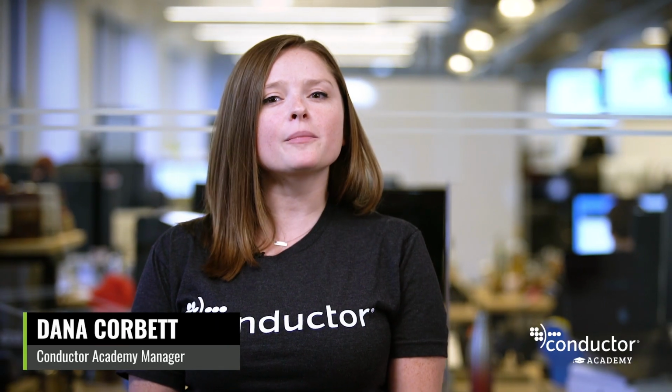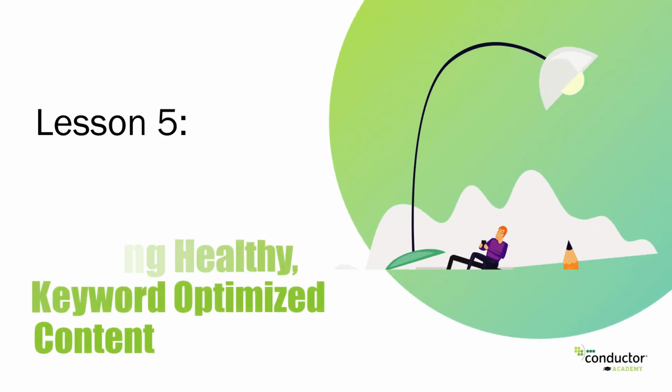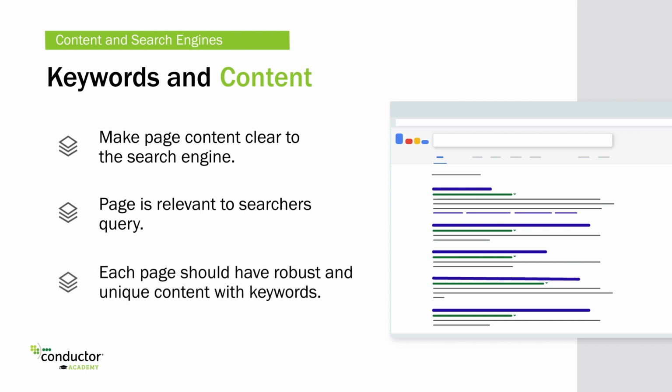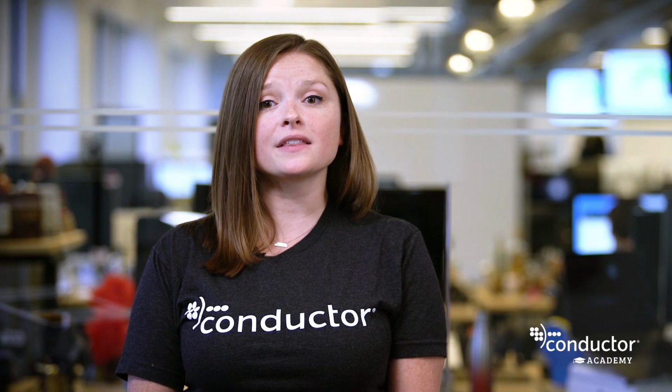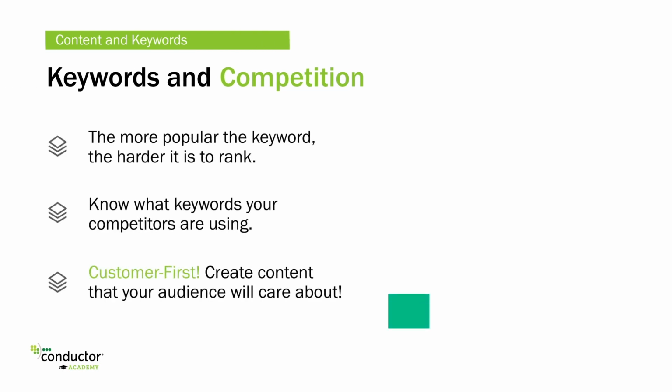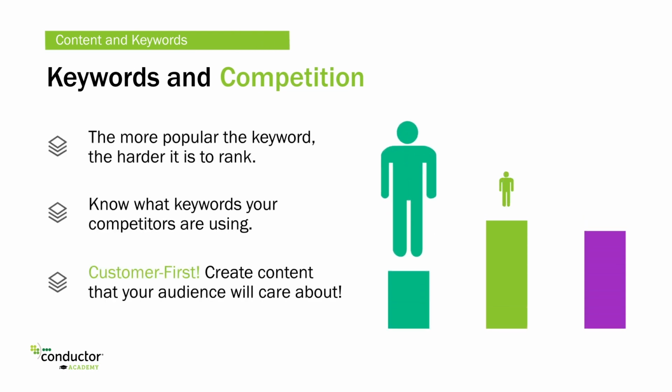Now that we've covered search engines and keywords, let's talk about how to build your page content around these targeted keywords. The purpose of keywords in your page's content is to tell the search engine the context of your page and how it's the most relevant to what the consumer is searching. Each page of your site should have robust and unique content that also includes the targeted keywords. As we covered in the last lesson, the more popular the keyword, the harder it is to rank, and high ranking is what it's all about, right?